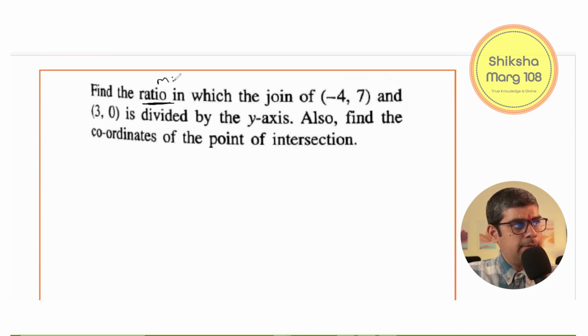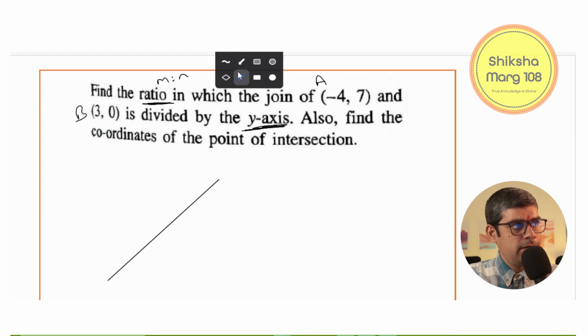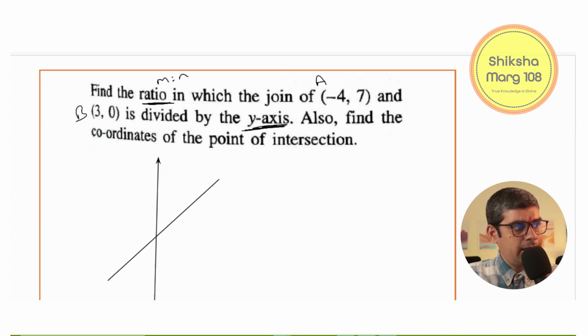Find the ratio again. This is m is to n, in which the join, so that's point A and that's point B, is divided by the y-axis. Also find the points for the point of intersection. Pretty straightforward, the same thing again, but this time it's just the y-axis which is given. So let's call this the y-axis, and I'm going to just put the value of A and B. This is the line A, this is the line B.